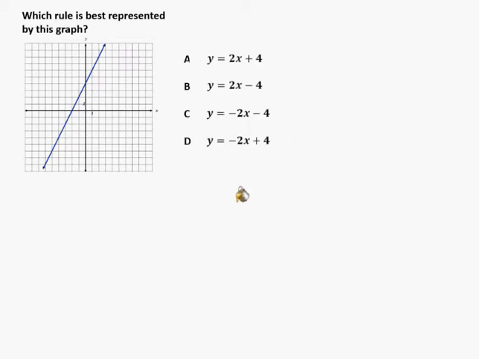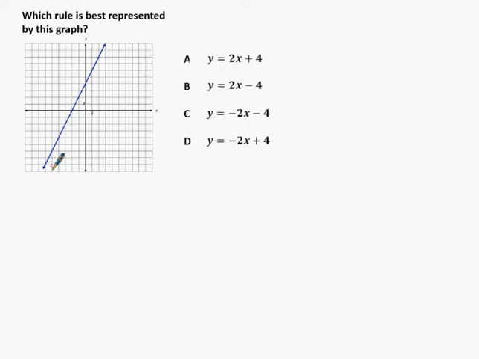All right, so let's take a look at this algebra problem. It says which rule is best represented by this graph. So we have the rule y equals 2x plus 4, y equals 2x minus 4, and so on and so forth. And we have a line that is graphed on a coordinate plane.